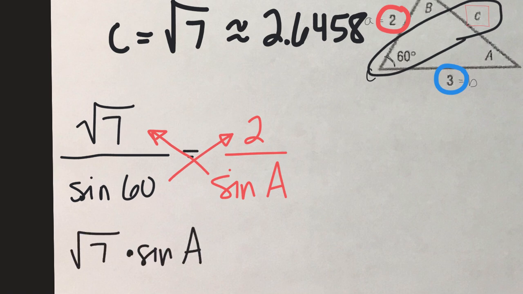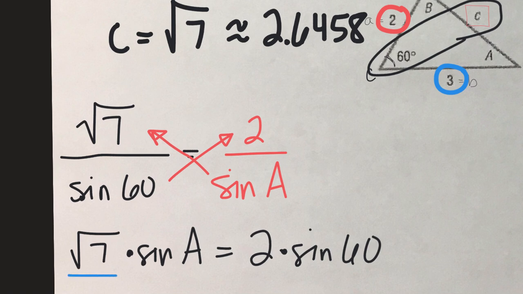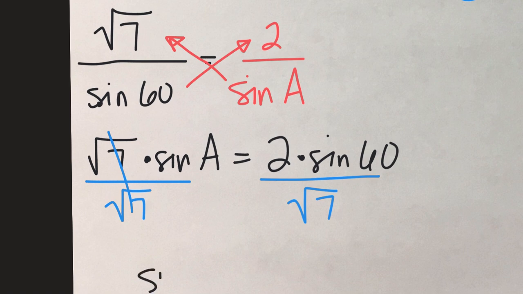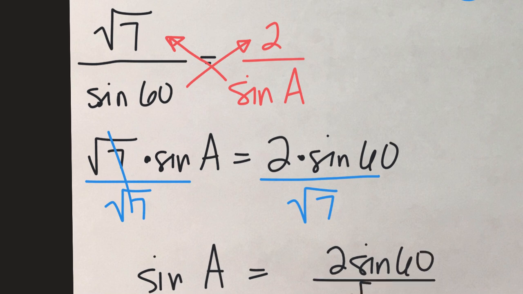So root 7 times the sine of A equals 2 times the sine of 60. Divide both sides by root 7. Okay, means the sine of angle A equals 2 sine of 60 divided by root 7.